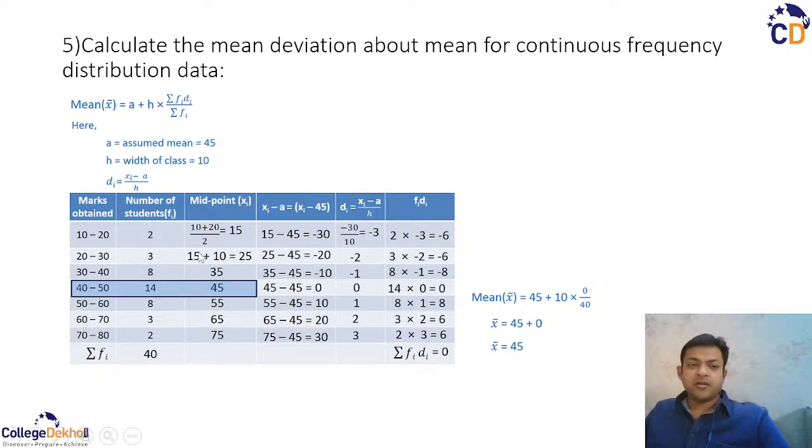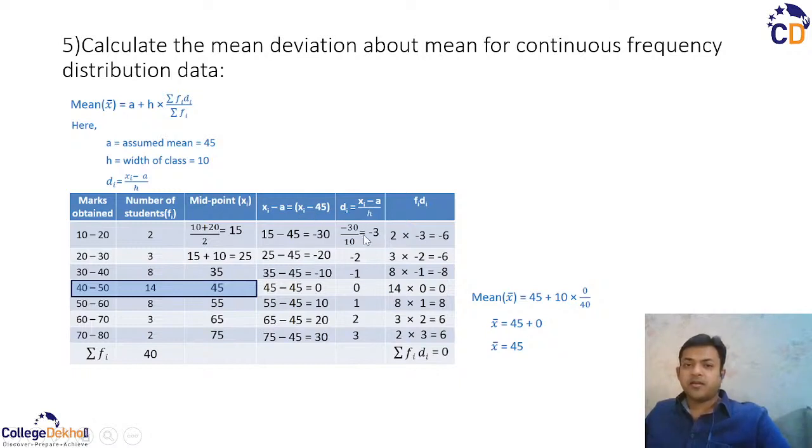In column number 3, we are using the step deviation method. The value in the fourth row, which is 45, is taken to be the assumed mean. Assumed mean is 45 in this question. Now, every time you get a value of x, subtract the assumed mean from it to get the next column. So 15 minus 45, 25 minus 45, 35 minus 45, and so on. Remember, this time we do not take the modulus, so this is just a simple difference.